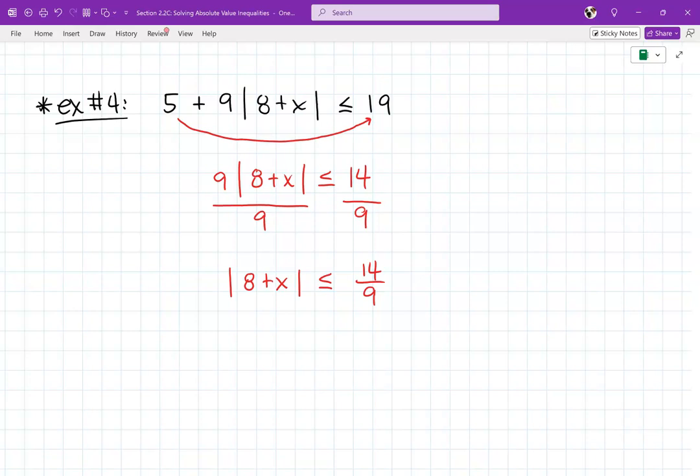So at this point, it is isolated. I look at my inequality. Is this an and or an or? It is an and, right? So I'm going to put right here, and.